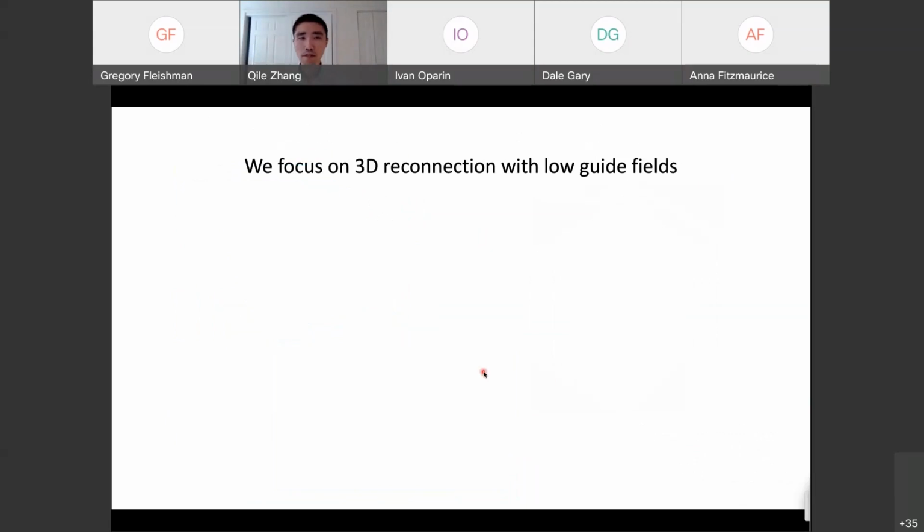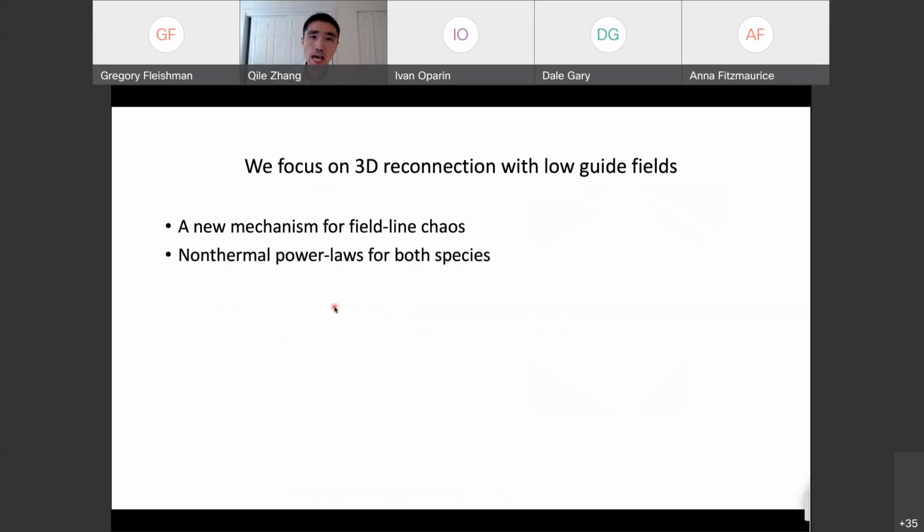Let's look at some highlights of the results of this talk. We will mostly focus on the 3D reconnection in the low guide field and low beta regime. And we'll discover a new mechanism to generate the field line chaos in reconnection, even with a low guide field. And the low guide field and the field line chaos together drive efficient nonthermal acceleration for ions and electrons simultaneously into this power law spectra for the first time in fully kinetic simulations. And we also reveal the physics that controls the low energy bound and high energy cutoff of the power law spectra.